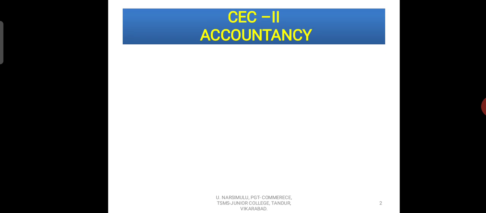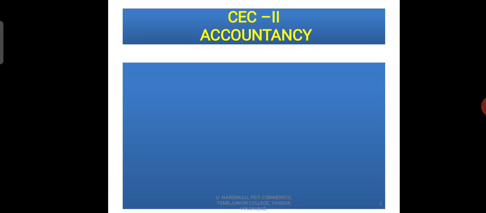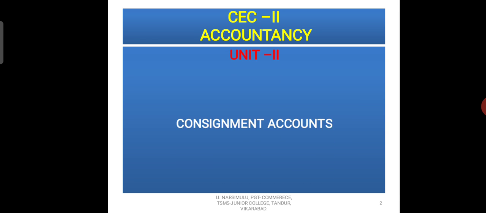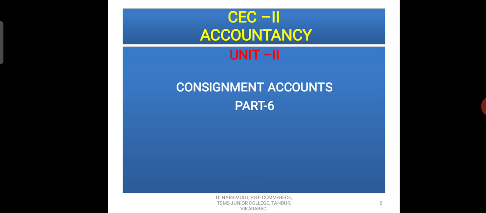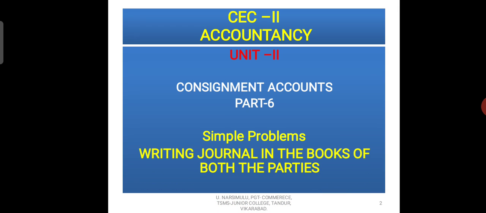Today I am going to teach you CEC second year accountancy, unit 2, consignment accounts, part 6, simple problems, writing journal entries in the books of both the parties. Here both the parties means consignor and consignee. So this video covers a simple problem and the solution will be explained step by step.